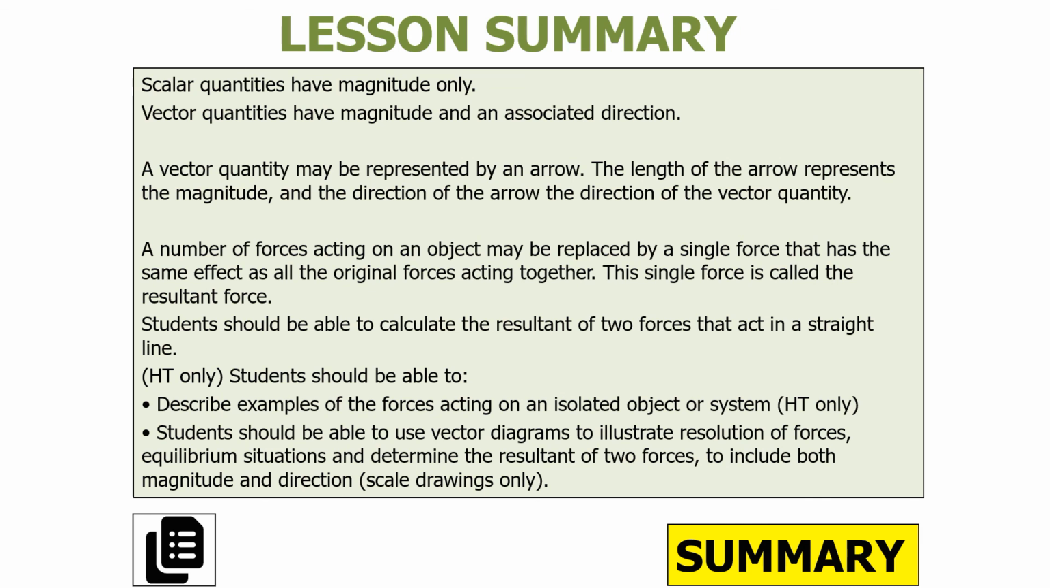The number of forces acting on an object may be replaced by a single force that has the same effect as all the original forces acting together. This single force is called the resultant force. So you should be able to calculate the resultant force of two forces that act in a straight line. You should be able to describe examples of the forces acting on an isolated object or system, and then you should be able to use vector diagrams to illustrate the resolution of forces, equilibrium situations, and determine the resultant of two forces to include magnitude and direction.